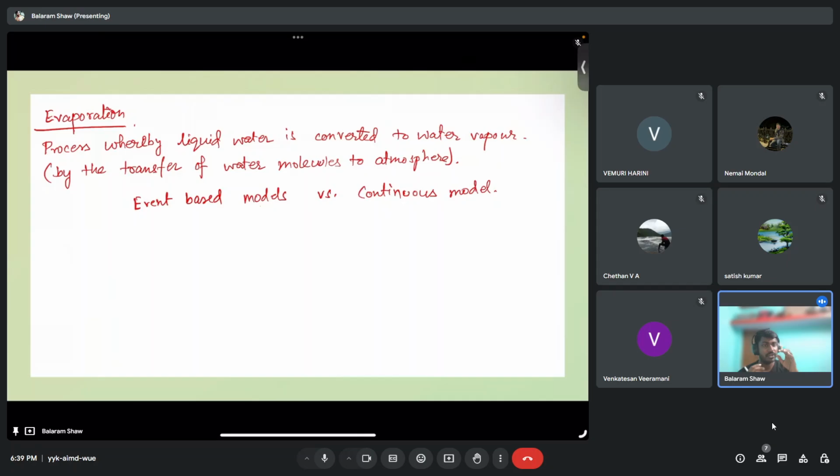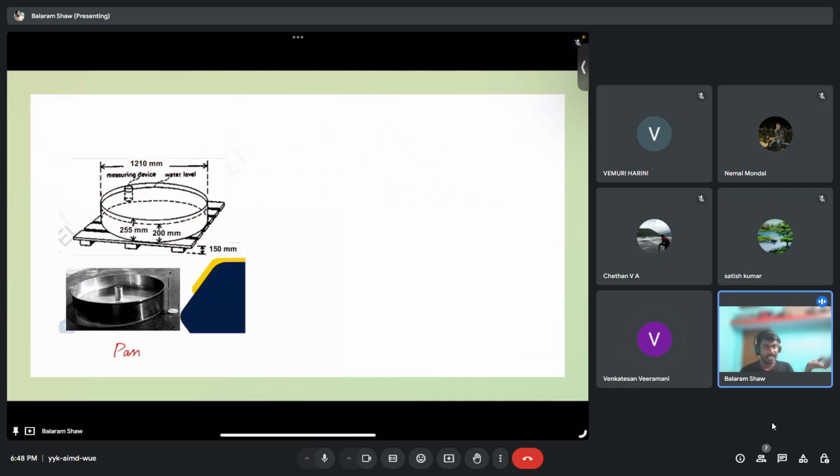Okay. So this one, can anyone tell what this is? What is the name of this? Anyone? It's a pan evaporimeter. Yeah, pan evaporimeter. But we have different kinds of pan evaporimeters, based on some improvements, which we'll see. So this is called the class A pan evaporimeter, or evaporation pan.